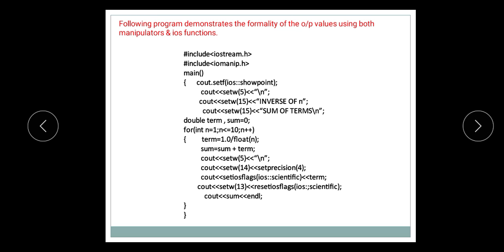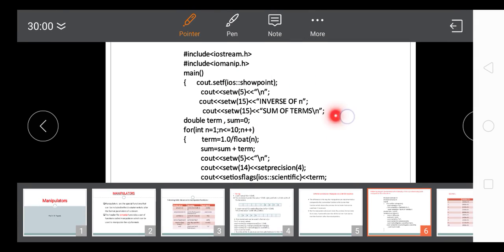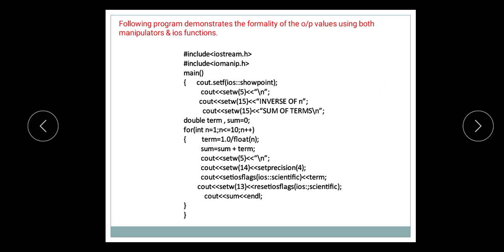Here we show how we can use the different manipulators inside our program, and we are also using some ios functions. If we want to use the different manipulators inside our program, we need to include the file iomanip.h, which contains all these manipulator functions. Here we are setting the flags with showpoint, then we are setting the width as 5, then 15, and again 15. We are creating 3 columns: n, inverse of n, and sum of terms.